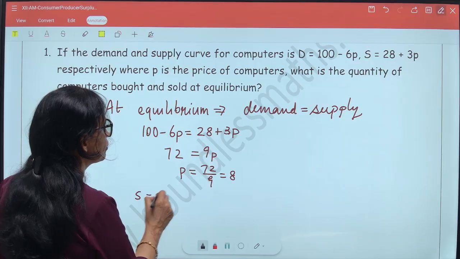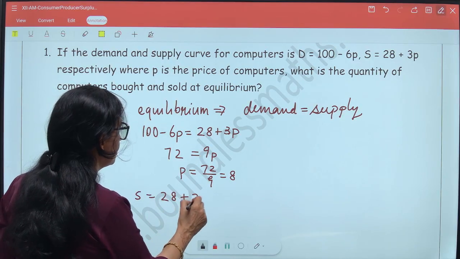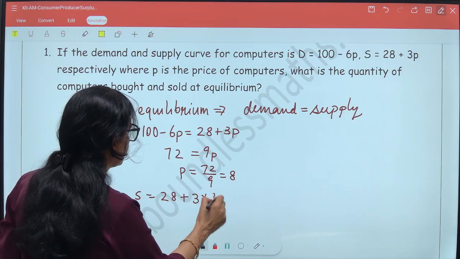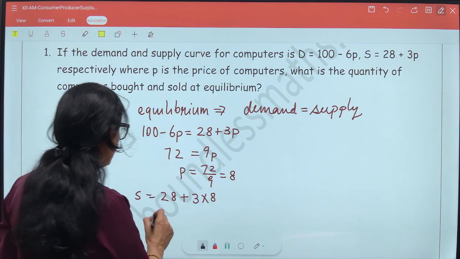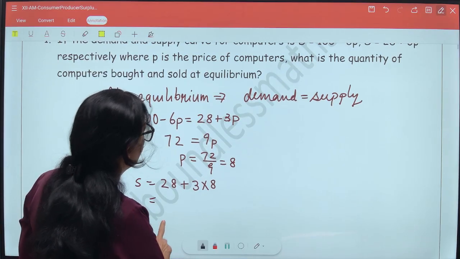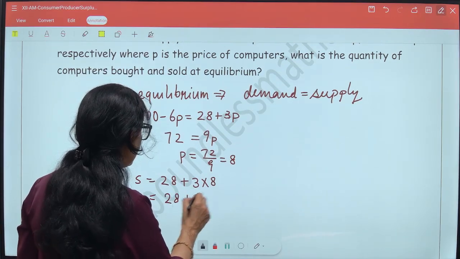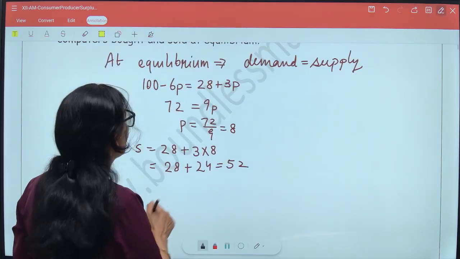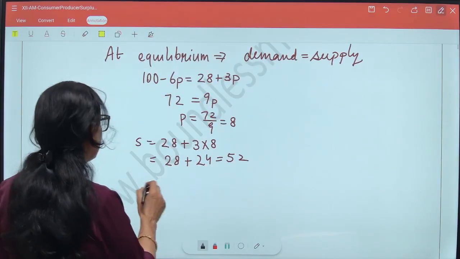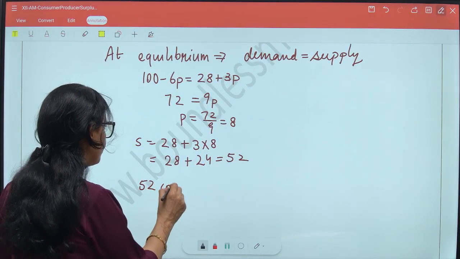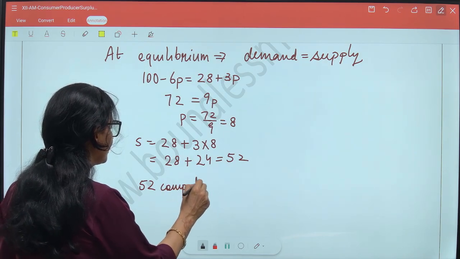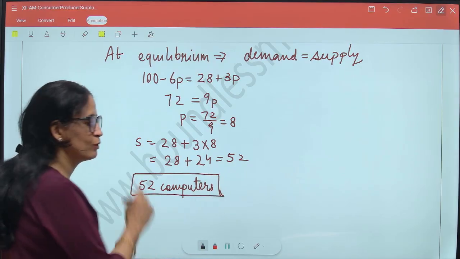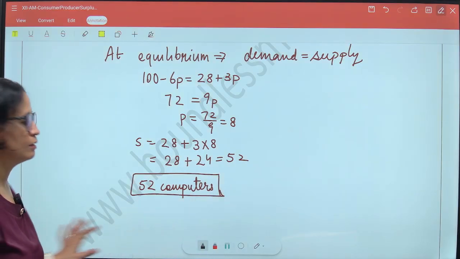So the supply function says it is 28 plus 3 into 8. So this becomes 28 plus 3 8 is 24. So that comes out to be 52. So that means the quantity produced at equilibrium point is 52 computers. Now here the answer is not in rupees or units of production, it is 52 computers. So that's why it is important to write the unit.